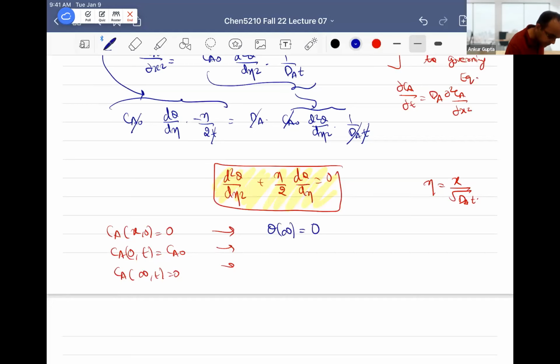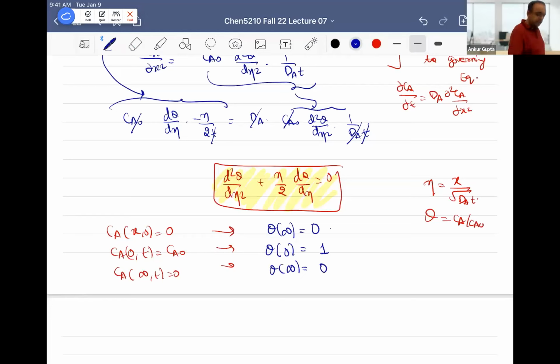What happens when x is equal to 0 to eta? It's 0, right? When you put x equal to 0, then your eta is 0. So that value is 1 because theta is CA by CA naught. When CA is CA naught, theta becomes 1. And finally, when you put x equal to infinity, eta again becomes infinity regardless of t, and you get 0.